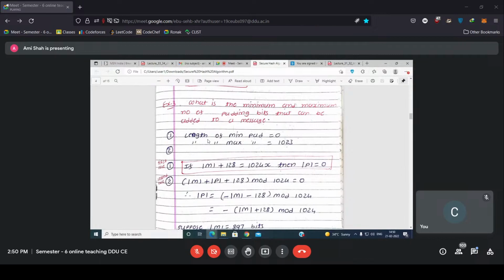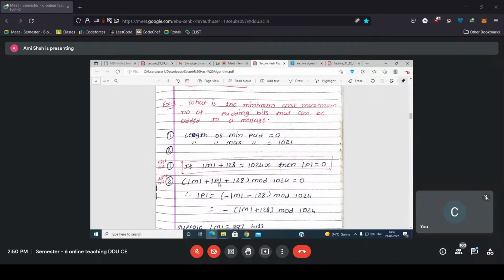So here I can say that the minimum padding length is 0, and the maximum padding is 1024. Now what is the first case? If the message plus 128 is a multiple of 1024, equal to 1024x, then I can say that the padding is 0, right? This is the first case. And what about the second case?